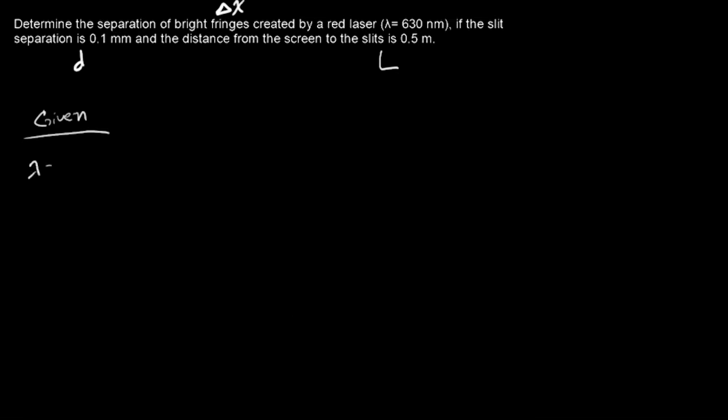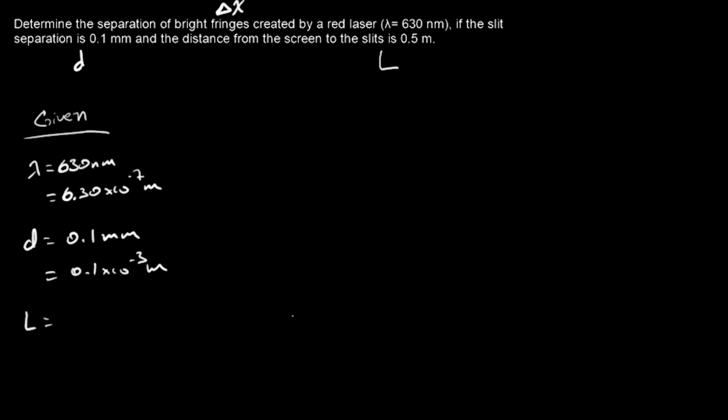So the wavelength is going to go from 630 nanometers to 6.30 times 10 to the negative 7 meters. The slit width separation D is 0.1 millimeters. So we're going to call that 0.1 times 10 to the negative 3 meters. I know that's not in scientific notation, but frankly it doesn't really matter. And then the distance from the screen to the slit will leave exactly as it is. And what we're looking for is delta x.